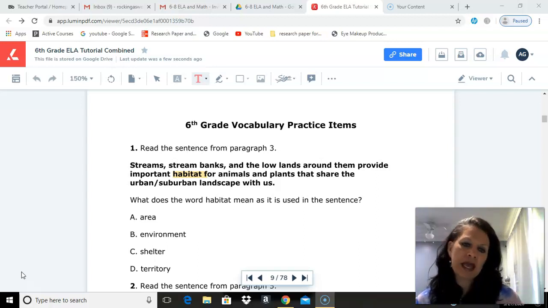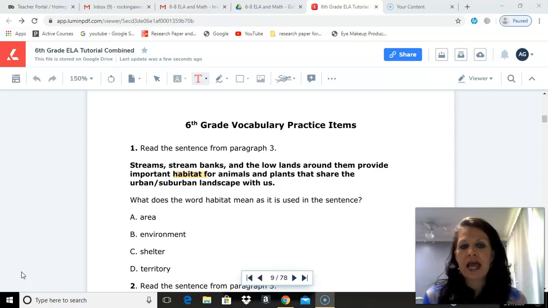It's talking about stream banks. It's talking about the lowlands. And around them provide the important habitat. So it's not just a shelter. Shelter is one of the things that you do need in your habitat, along with food and water. So basically everything that you need is in your habitat. So that's the reason why it gave you various examples: streams, the stream banks, the lowlands. But all of these things provide important habitat for animals and plants that share.